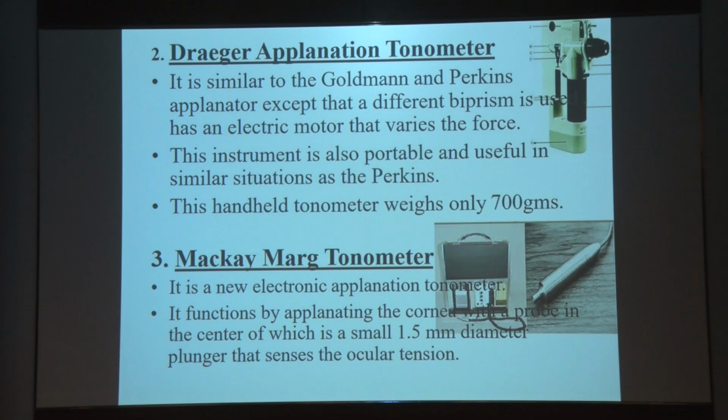The Draeger applanation tonometer is similar to the Goldmann and Perkins, except that a different biprism is used. It has an electric motor that varies the force. This instrument is also portable and useful in similar situations like the Perkins. This handheld tonometer weighs only 700 grams, so it is very lightweight. The Mackay-Marg tonometer is a new electronic applanation tonometer. It functions by applanating the cornea with a probe in the center of which is a small 1.5 millimeter diameter plunger that senses the ocular tension.